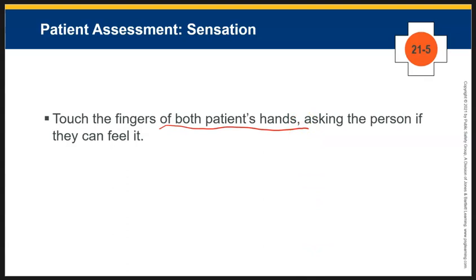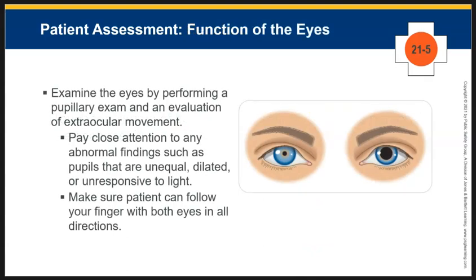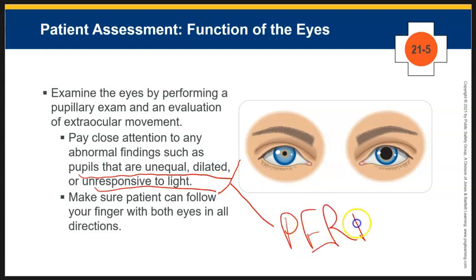Associated with that, we can look for neurologic changes with our assessment of the eyes. We want to pay close attention to any abnormal findings, such as pupils that are unequal or dilated or unresponsive to light. We consider what would be a normal finding using our acronym for assessment of PEARL. We can also assess eye movement by making sure the patient follows our finger with both eyes together in all directions.